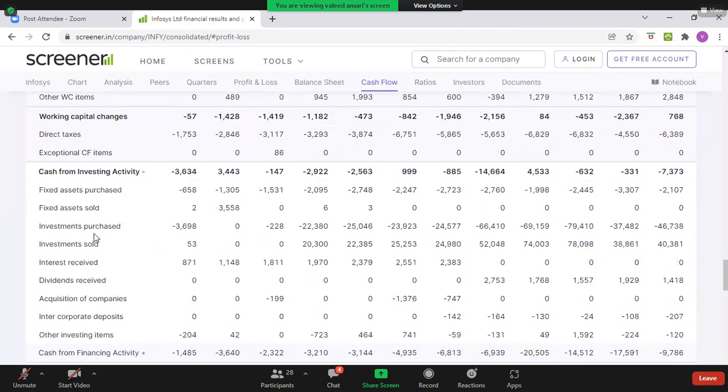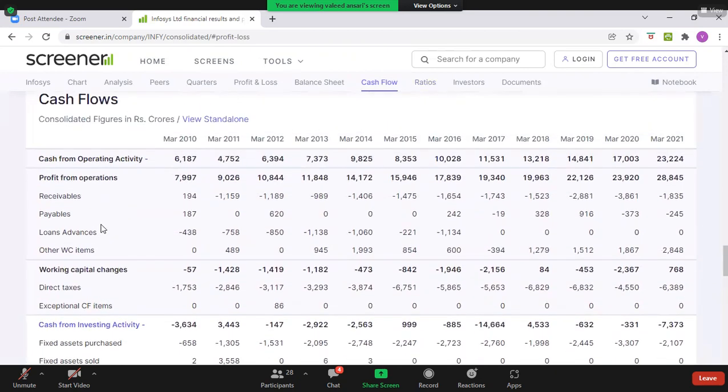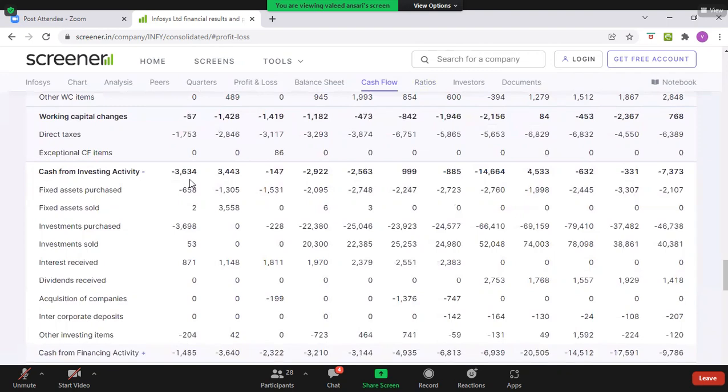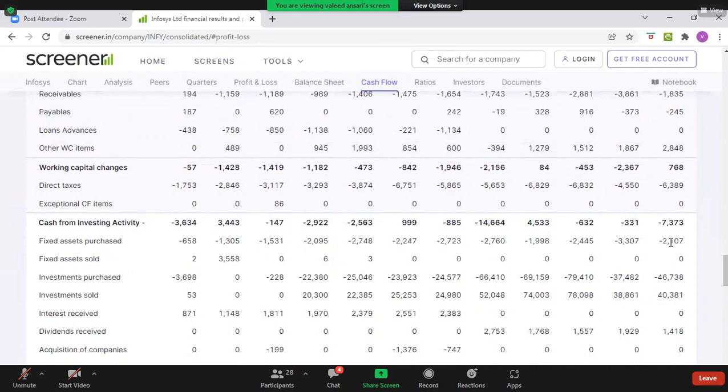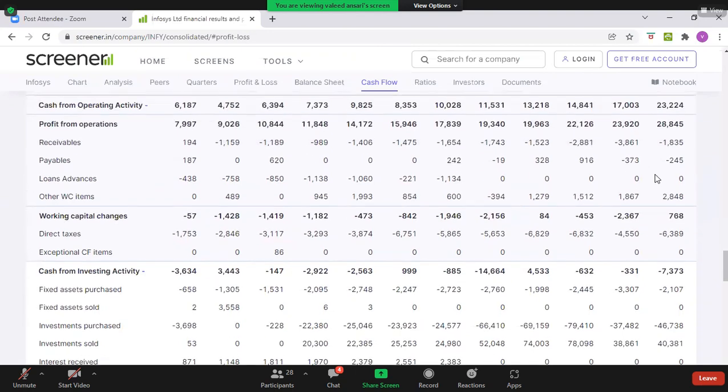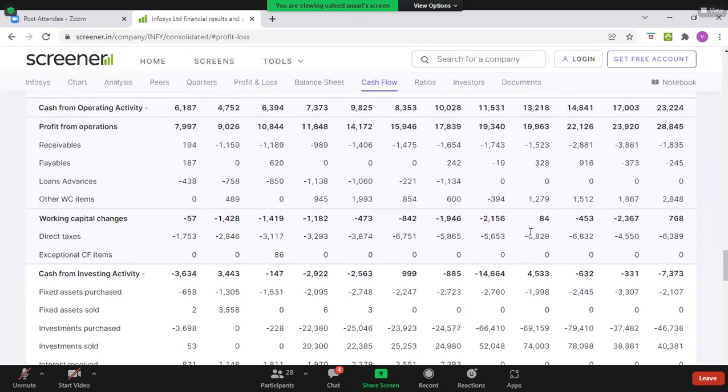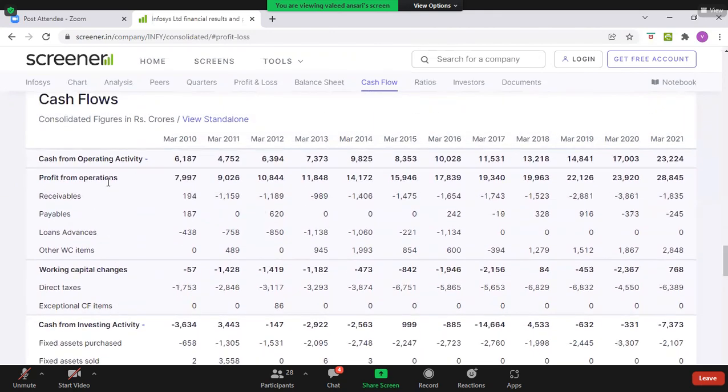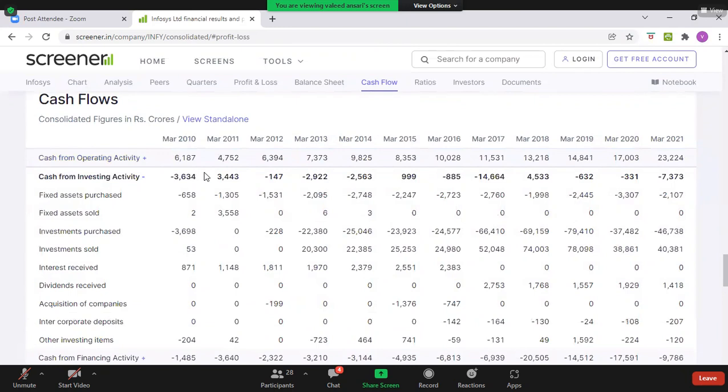If you see here, cash flow from operating activities, you see that the company, from here it was positive. Cash from operating activity, you see that these are all positive. So it means that the firm is able to, and then investing activities and other activities are there.